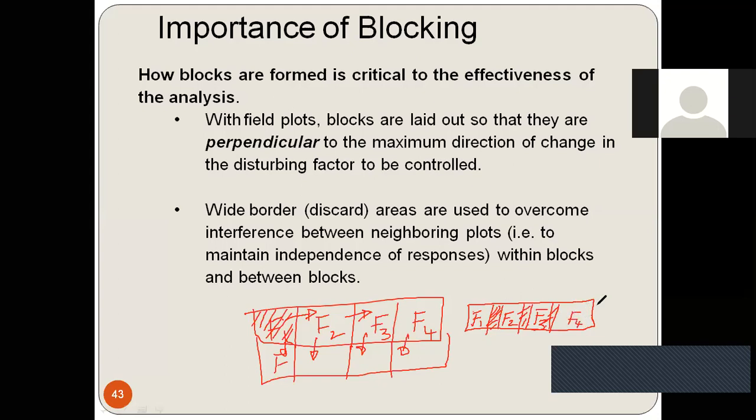Suppose you have so many treatments of this fertilizer, then you'll have to have a very big block. Very big block. Big size of block. So we cannot get homogeneous plots. If you take a plot of this, it is no more homogeneous. So that problem arises, right? To avoid that, we can talk about the blocking concept.